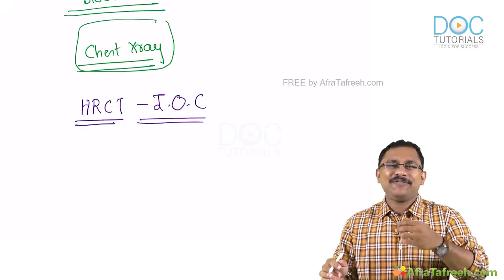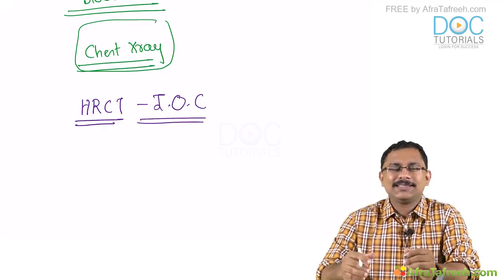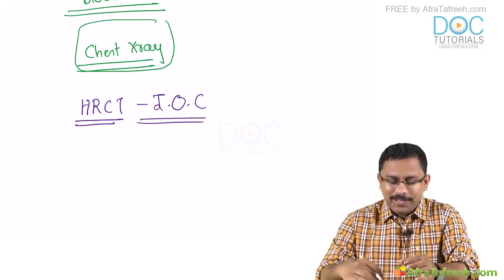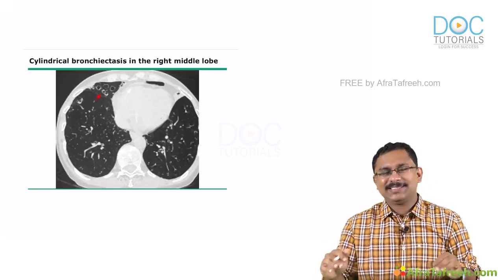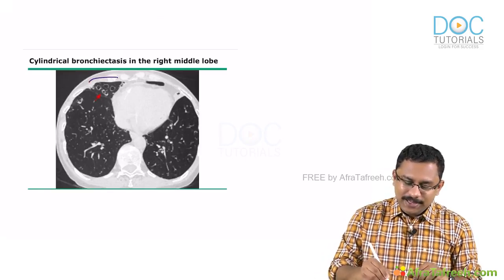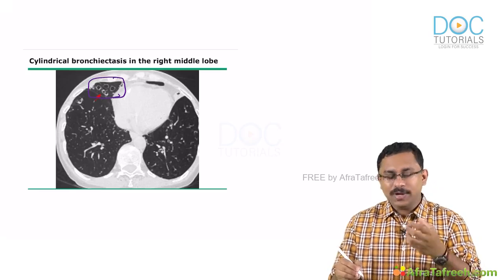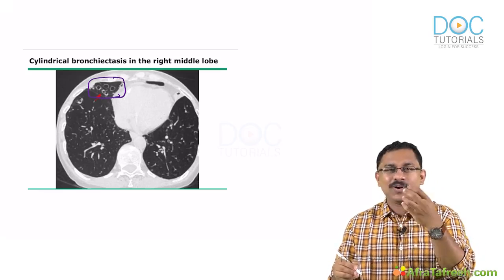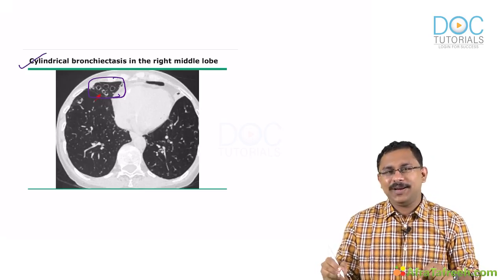So what are the findings that you can expect in HRCT in a case of bronchiectasis? There are some named signs that you should know of, very important. I'll just show you these signs in bronchiectasis. First of all, let's see the dilatation. This is the CT thorax axial section. You see here the middle lobe is showing dilated bronchi on the right side. Are you able to appreciate that the bronchi in the area that I've highlighted are actually more dilated? So this is a cylindrical type of bronchiectasis in the right middle lobe.